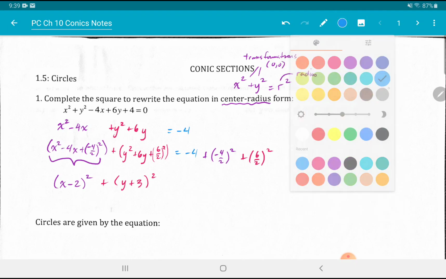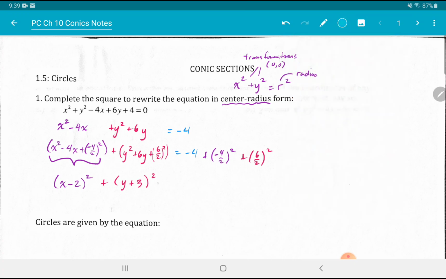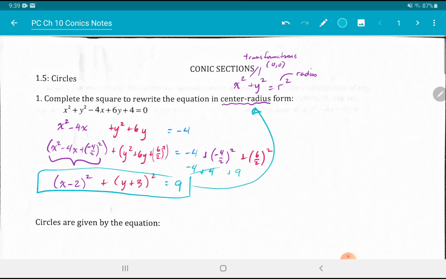And on the other side, if we simplify all those values, we're going to get negative 4 plus negative 4 over 2, which is negative 2 squared. That'll give us 4. Oh, look, those will just cancel out with each other. And we'll also be left with 3 squared, which will be 9. So altogether on the right side, that'll just be 9. So there's our equation in center-radius form.